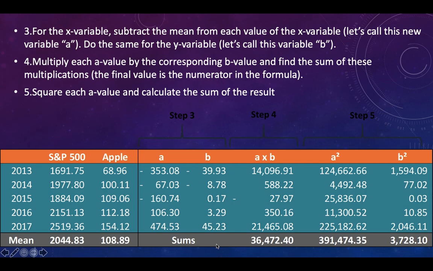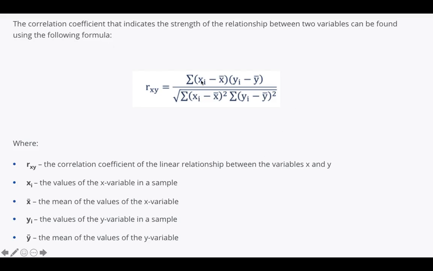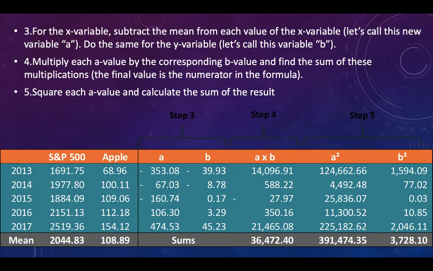So next, you have to find a into b, because we require the a into b value in the formula. So let's again go to the formula, because here the a value is xi minus x bar, and the b value is yi minus y bar. So first of all we have to find a and b, which are xi minus x bar and yi minus y bar. So let's come to that. I found a and b, so now the multiplication.